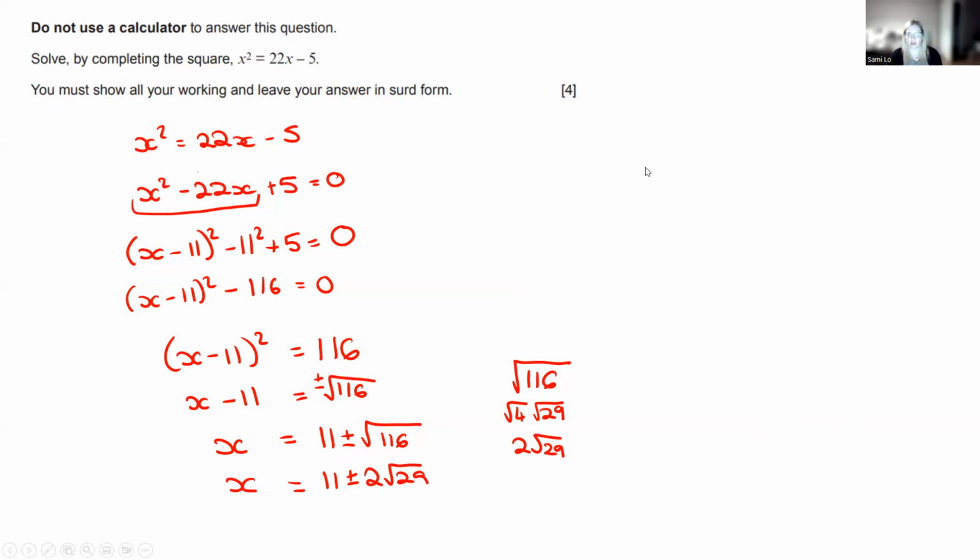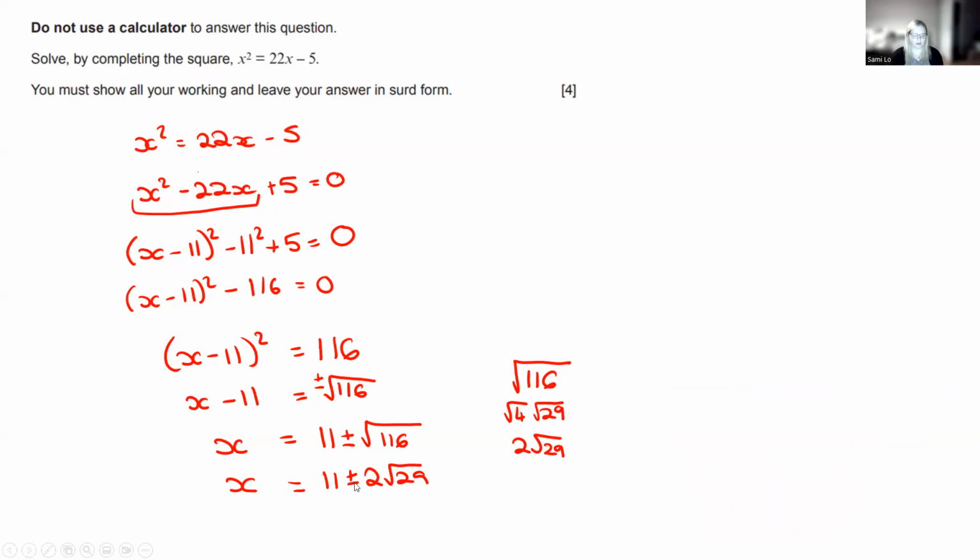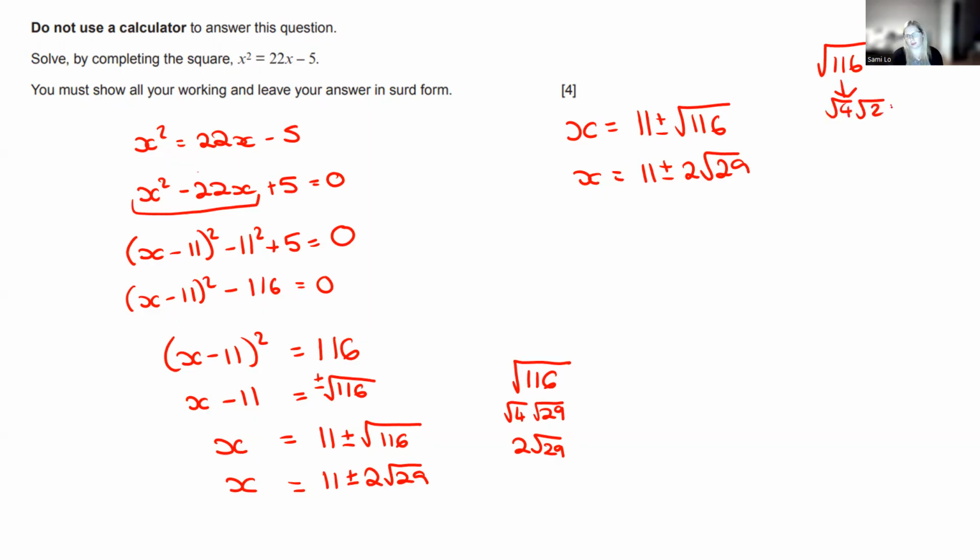So if we now look at the mark scheme on this, of course, the mark scheme has gone down to the bottom. If I just write those last few lines up here: 116 equals 11 plus or minus 2 root 29. And we know that was because root 116 went to 4 and root 29, giving us 2 root 29. There we go.